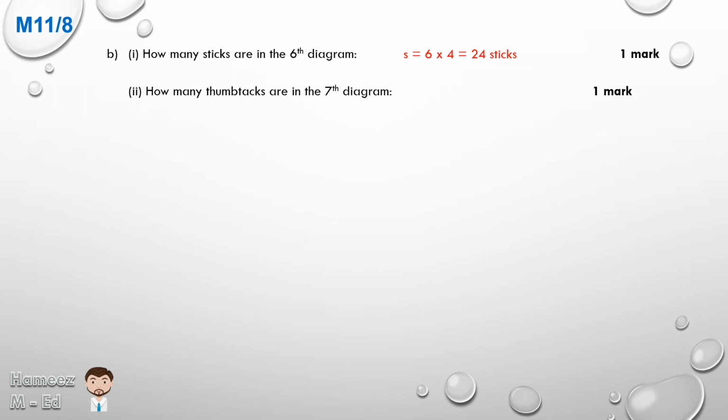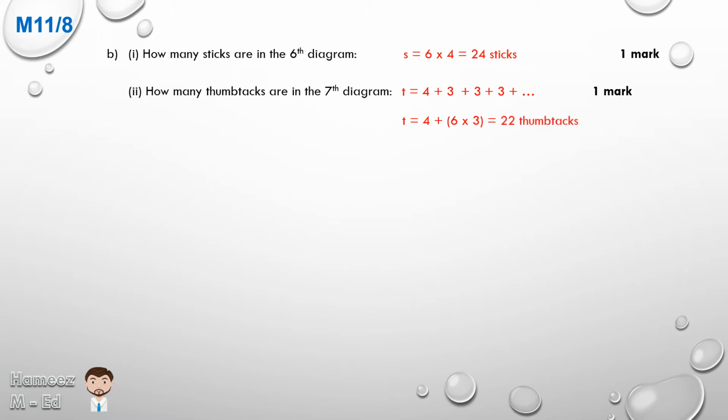So let's recall, in the first diagram, there were 4 thumbtacks. And in the second diagram, we added 3 more, and in the third, 3 more, and in the fourth, 3 more. So there were 4 thumbtacks in the first diagram and 3 more in every other diagram. As such, 4 plus, how many more diagrams there will be? 6 more.